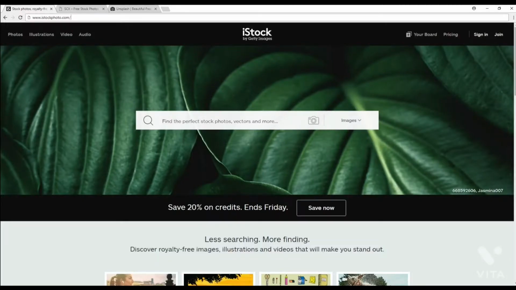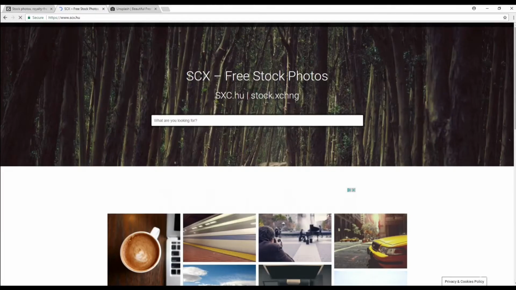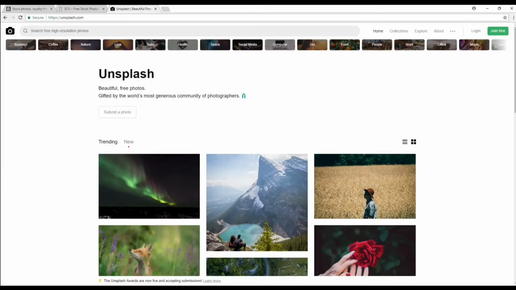Stock image sites. One way to get images is by using stock sites. These include the likes of iStockPhoto, Stock Exchange, and Unsplash. All of these sites provide a selection of different images that you can use completely for free, as well as some that you will need to buy a license for.